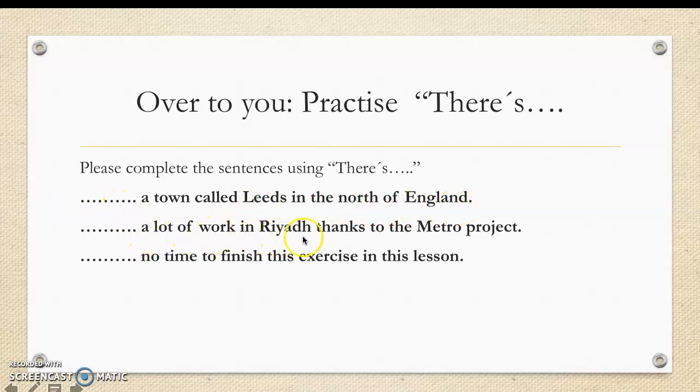A lot of work in Riyadh thanks to the metro project. We need to make a sentence. What do we put here? And finally, no time to finish this exercise in this lesson.